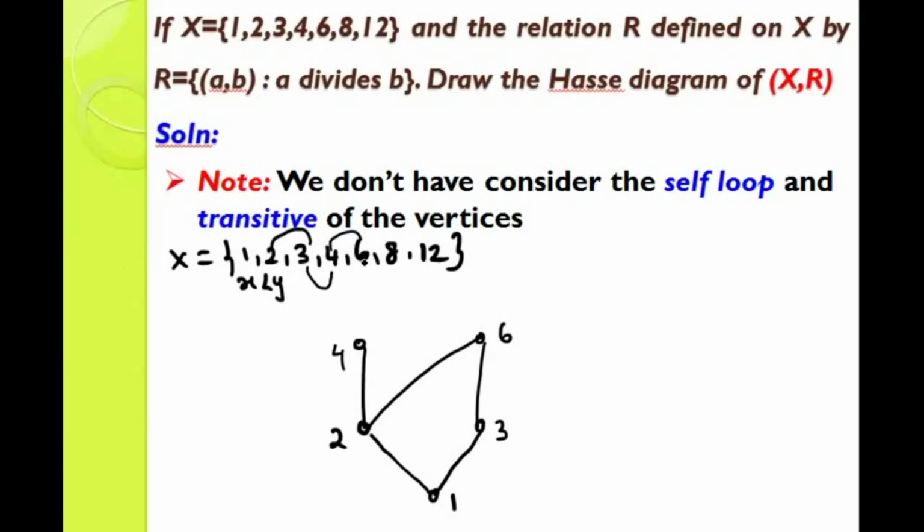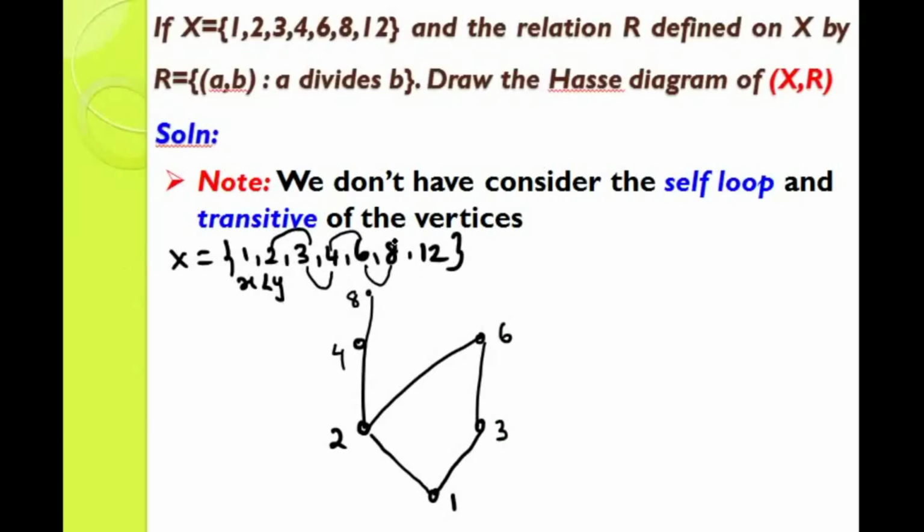Okay, coming to 6 and 8. Here 6 is less than 8, but 6 does not divide 8. Okay, so go to the previous one. 4 divides 8, right? So I am going to consider this point as 8. Okay, so 4 divides 8. 3 does not divide 8, go to the previous one. 2 also divides 8, so already it is connected. Okay, 1 also divides 8, but if you connect 1 to 8, you get the transitive property.